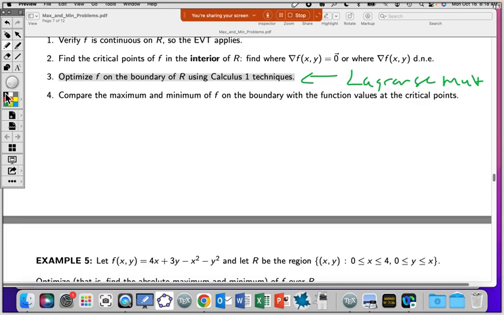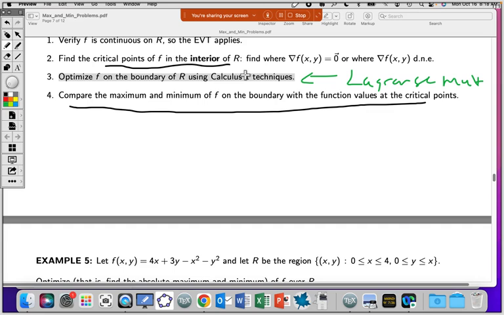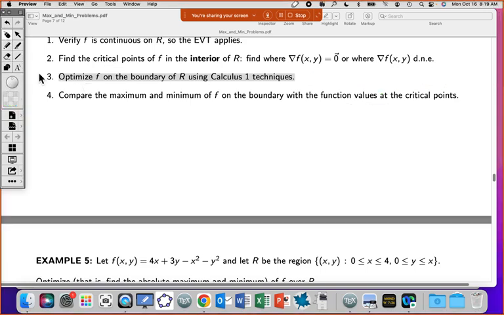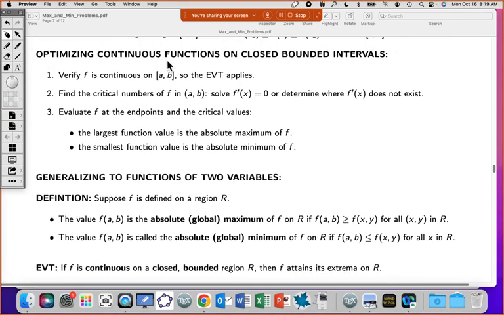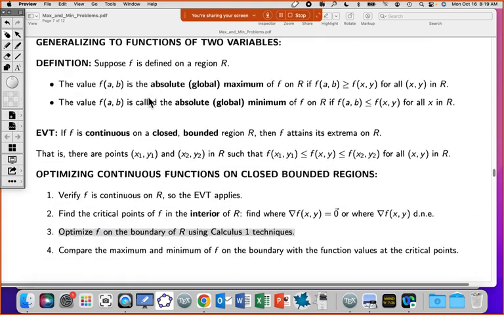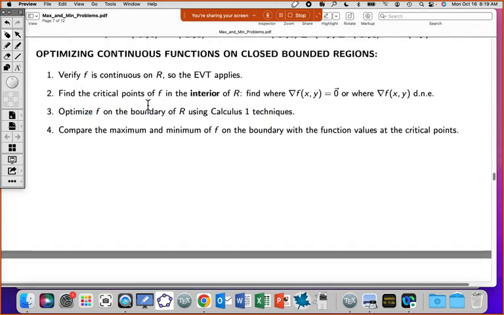But then what you do is you compare the biggest and smallest values you got on the boundary with the function values you get from the interior. The largest of those is the max and the smallest of those is the min. So it has the same idea behind it that the Calc 1 algorithm had. And if you haven't done so already, I highly encourage you to go back and look at what we did in Calc 1, which is here. Compare that to what we do now in Calc 3.